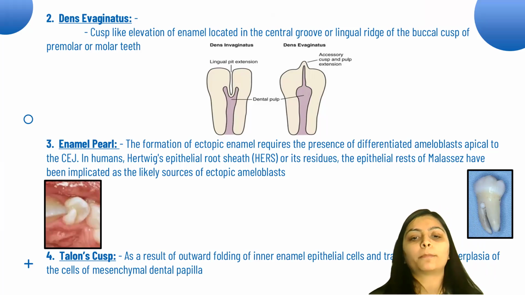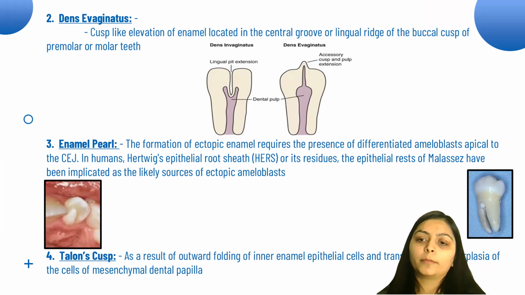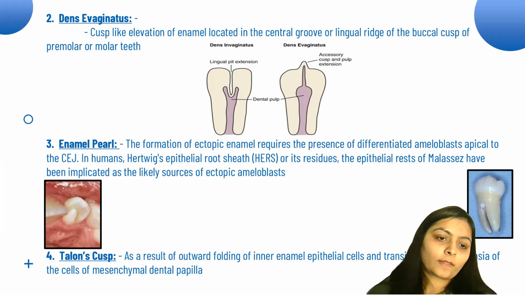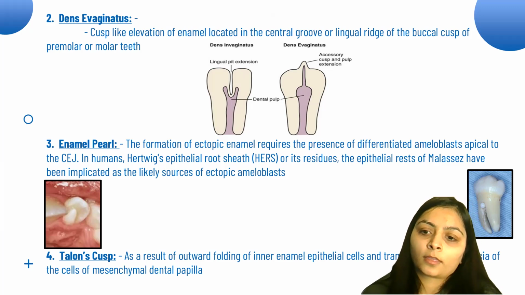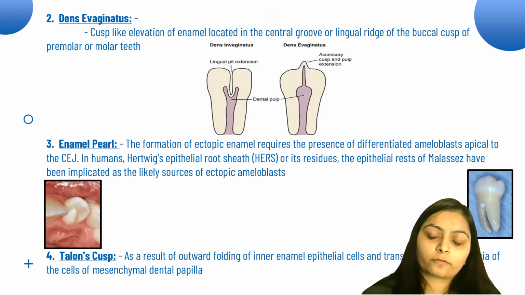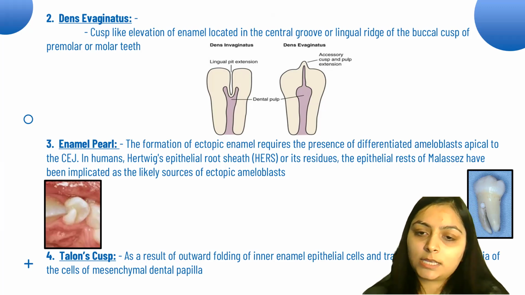Another anomaly can be enamel pearl. The formation of ectopic enamel requires the presence of differentiated ameloblasts apical to the CEJ. In humans, Hertwig epithelial root sheath or its residues, which are known as rests of Malassez, have been implicated as the likely source of ectopic ameloblasts. It will result in a cusp-like projection on the lingual surface. It is an extra nodule of enamel on the root surface, as you can see.